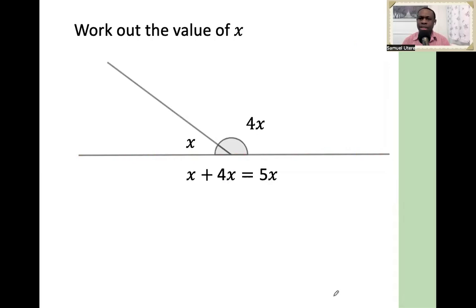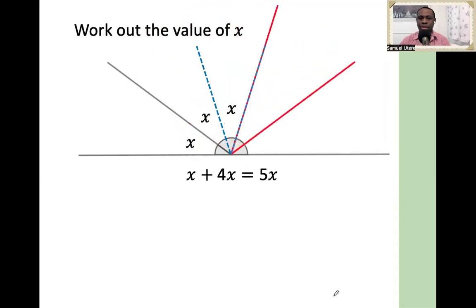Let's check whether that is actually true. So if we were to take x and we start to project it onto the other part of the 4x, we would see that we would have exactly 4 lots of that to make 4x. So it is actually right.